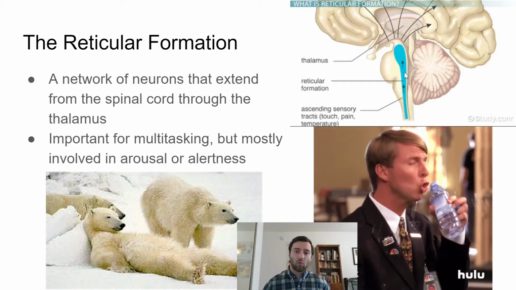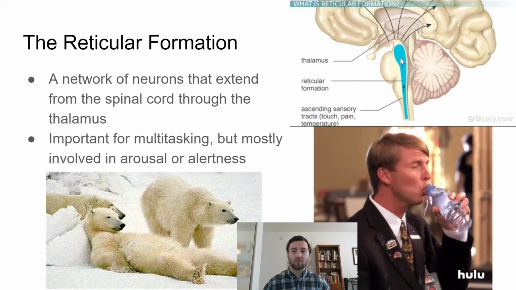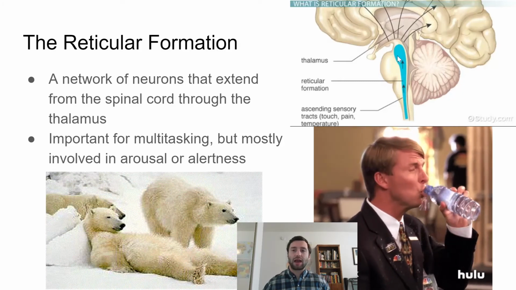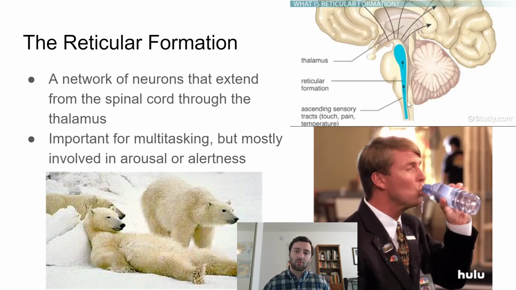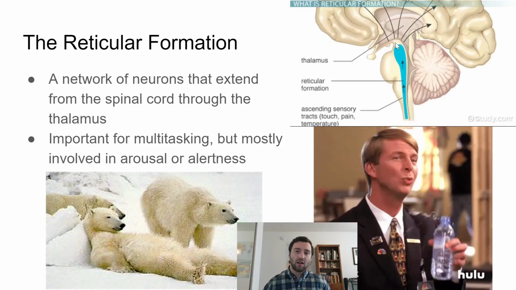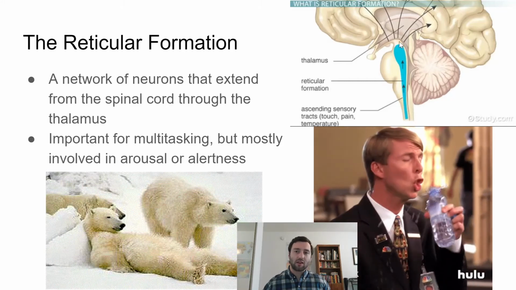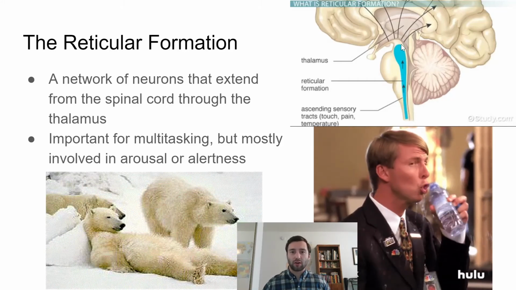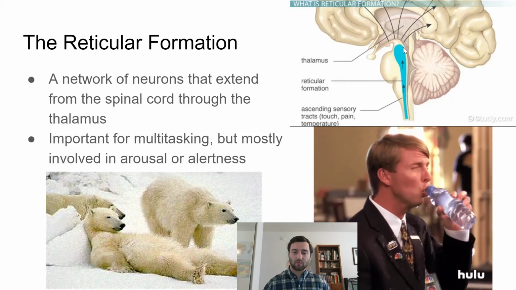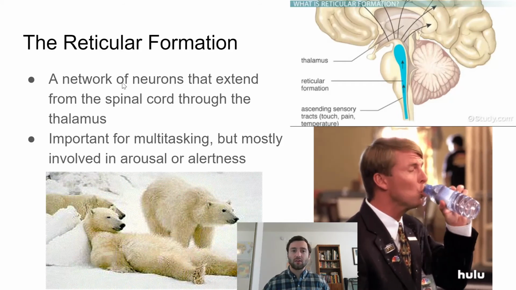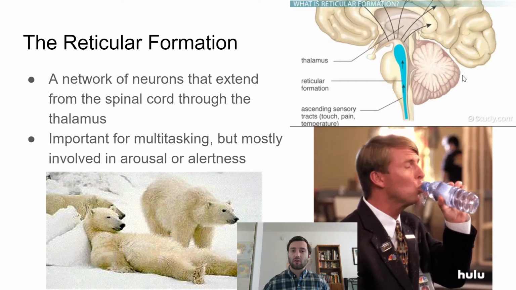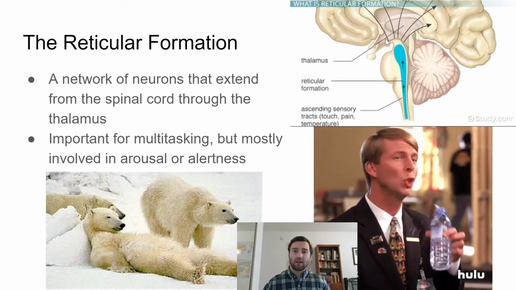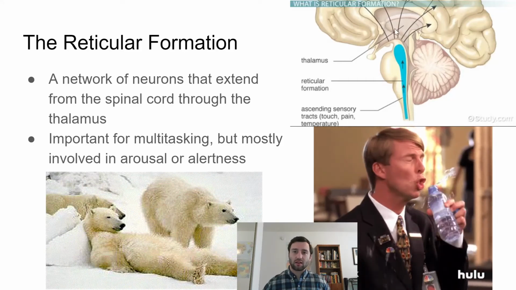So what it is, basically, is a network of neurons. It's a really densely packed network of neurons that comes up right out of the spinal cord here and goes into that very bottom of the brain, the top of the brainstem. Again, a network of neurons going from the spinal cord down here to the thalamus right here. Here's that thalamus.